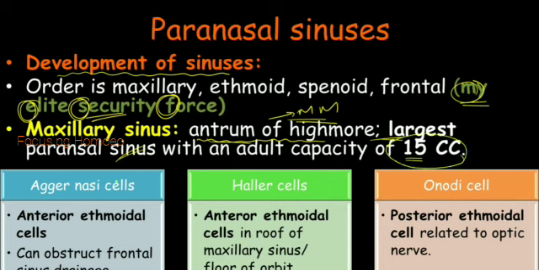Then there are three different types of cells which you should know. First come Agger nasi cells, which are anterior ethmoidal cells. Then Haller cells, which are also anterior ethmoidal cells, seen in the roof of the maxillary sinus or floor of the orbit. Then come Onodi cells, which are seen in the posterior ethmoidal area, mainly related to the optic nerve, and are also called posterior ethmoidal sinus. So this is all regarding the paranasal sinuses. Important points are discussed here.